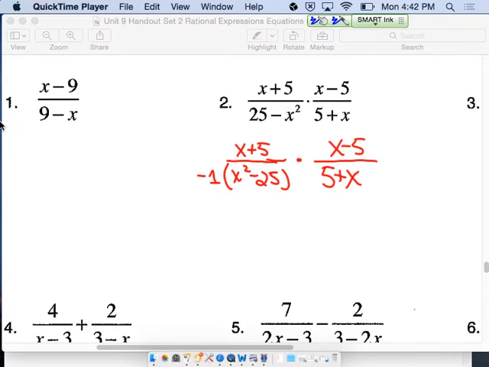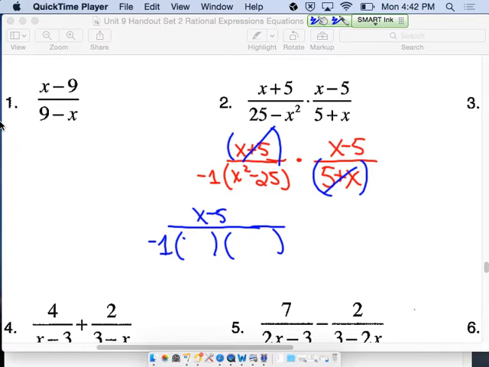And now in my next step, I can go ahead and divide these out, and then I'm left with this. I've got x minus 5, and then in my denominator, I've got the -1, and I'm going to factor this now as x plus 5, x minus 5. And I forgot to list my excluded values, but my excluded values for this problem would be both positive and -5. Those would be my domain restrictions.